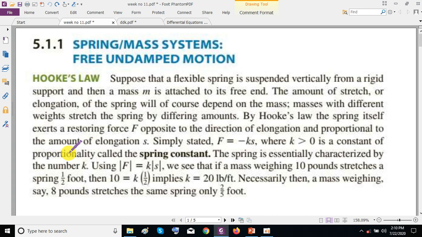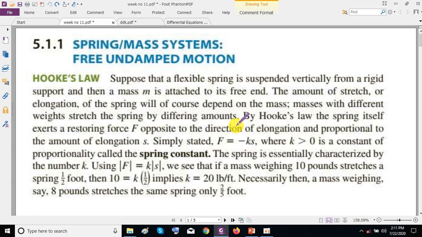It means when we attach a mass to a rigid spring, the stretch of the spring will depend on the mass of the object which we attach to the spring. Okay, masses with different weights stretch the spring by different amounts. If we put different masses on a spring, it will stretch the spring by different amounts.